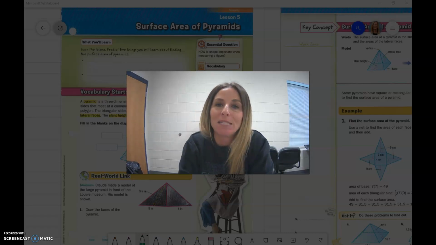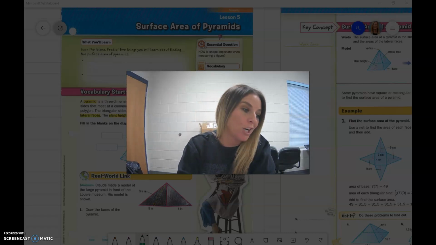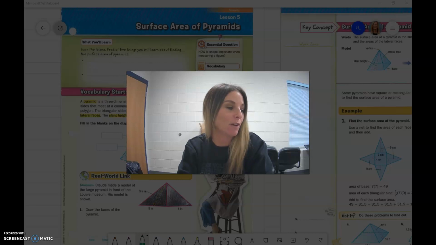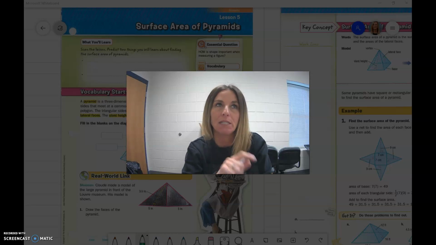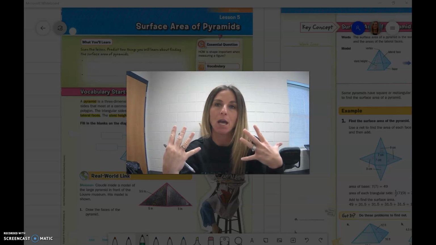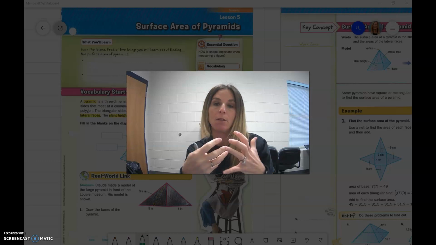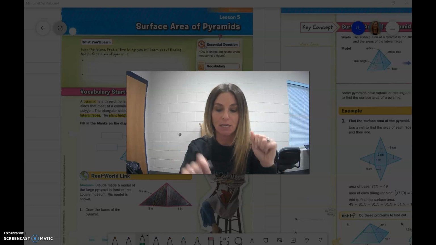Alrighty, 6th grade mathematicians, here we are doing chapter 10, lesson 5. We are finding the surface area of pyramids. We're going to jump right into it because we've already done surface area of prisms. So obviously this is going to be the same type of deal that we did to find the surface area of prisms.